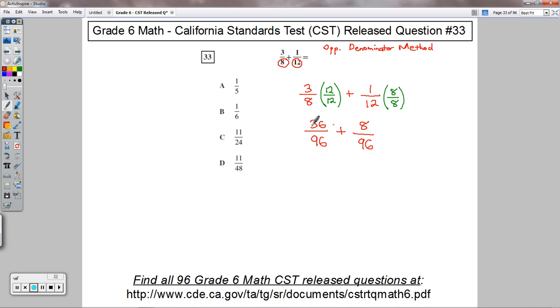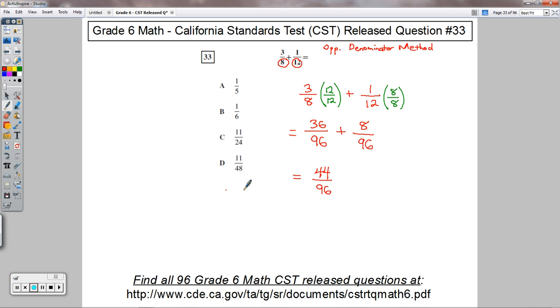So this would be equal to this plus this. I did 8 times, I got 1 times 8 is 8, and then 12 times 8, 96. Now that I have a common denominator, I can put those numbers together on the top. The denominator stays the same, it's still out of 96 things, and you're adding 36 out of 96 things plus 8 more out of 96 things for a total of 44 out of 96 things.